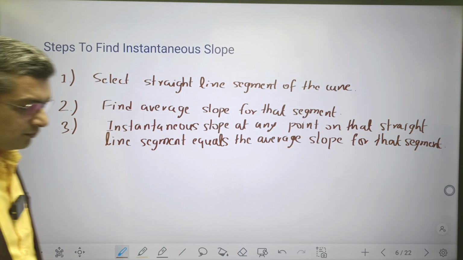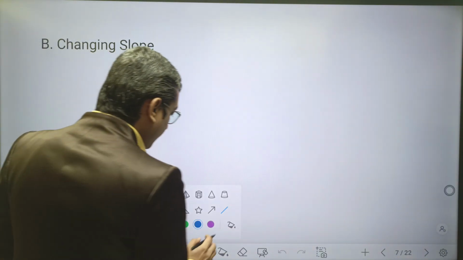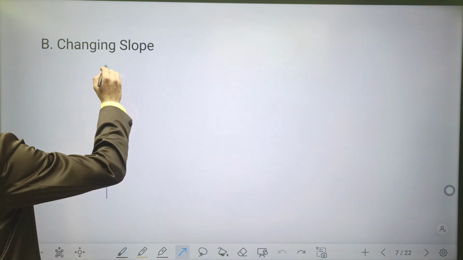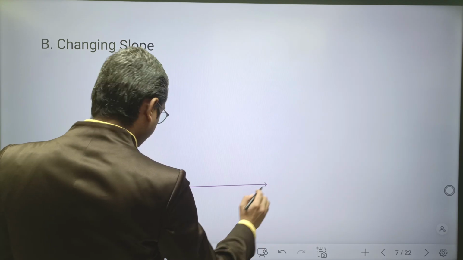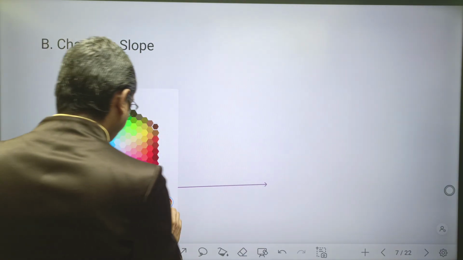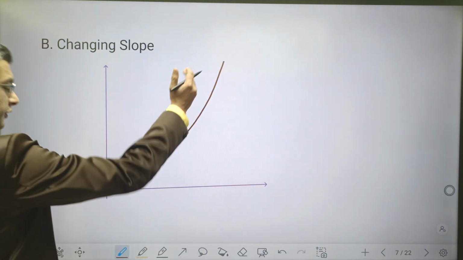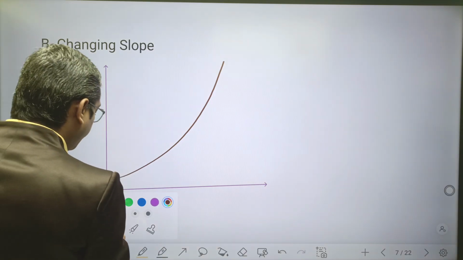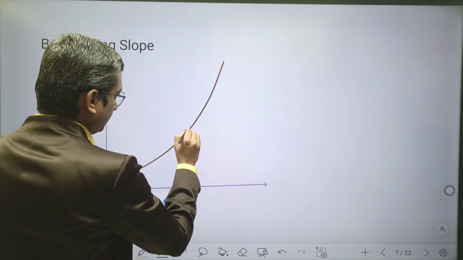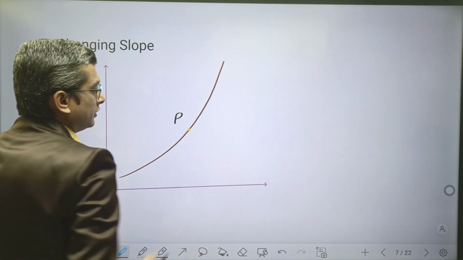These are very simple steps. Now let us look at an example of changing slope. So this is the y-axis, and this is the x-axis. Now here I am drawing a line. This is the curve for changing slope. Now let us take two different points here. Let us suppose this is point P, isn't it?